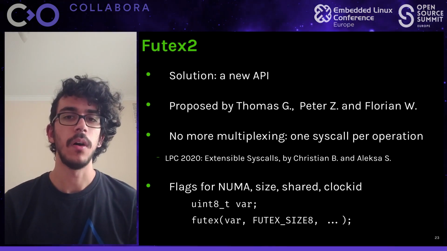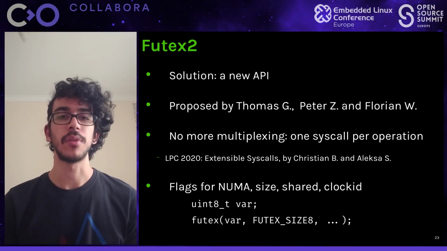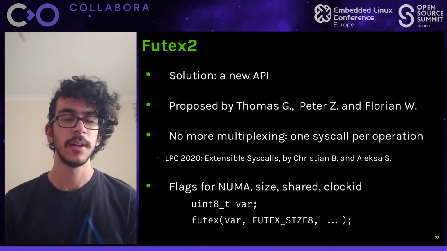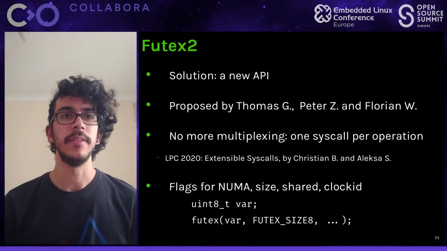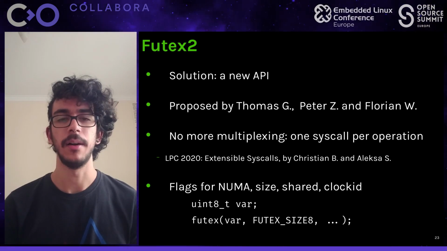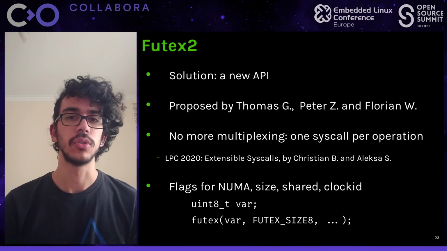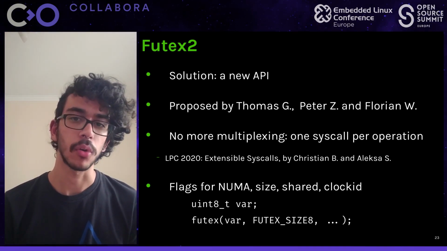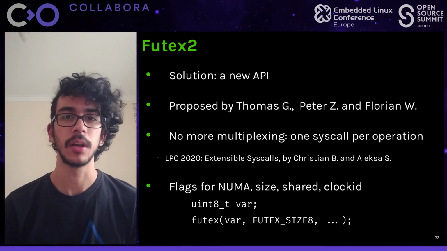So on this interface, we also have flags for NUMA if you want to do a NUMA operation. For the size, because on the new interface you can choose the size of the Futex. So for instance, you can use an 8-bit Futex and tell the kernel using a Futex size 8 that this is the size of your Futex. You can also use shared to tell the kernel that it is a shared Futex, and a flag for a clock ID to specify if you want to operate on the monotonic or real-time clock.